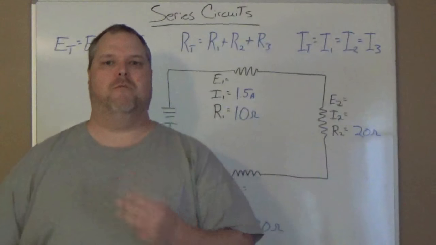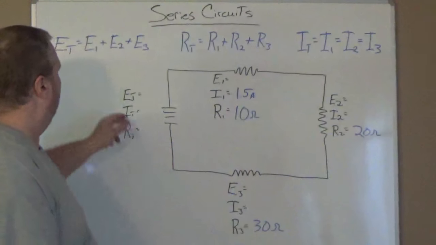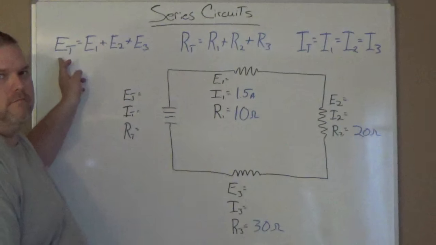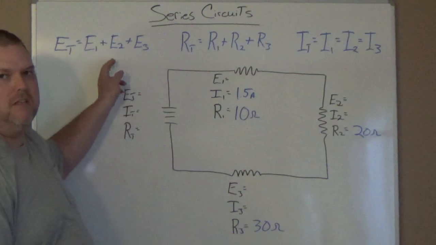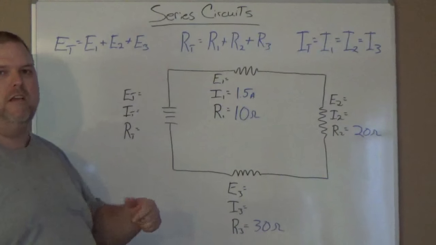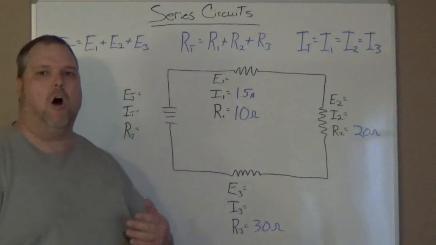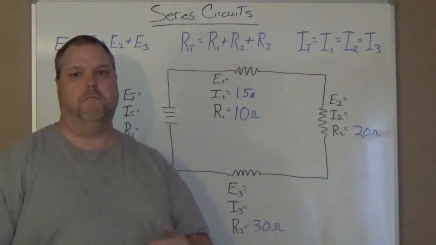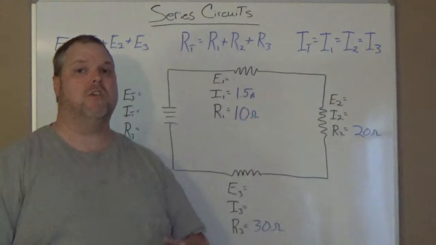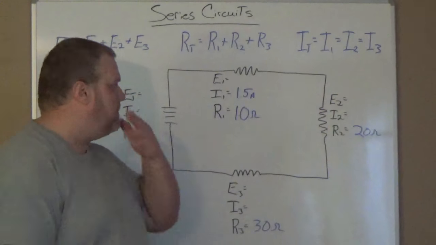Three rules that we have to remember for solving a series circuit. E total is equal to E1 plus E2 plus E3. To find R total is R1 plus R2 plus R3. That will give us R total.